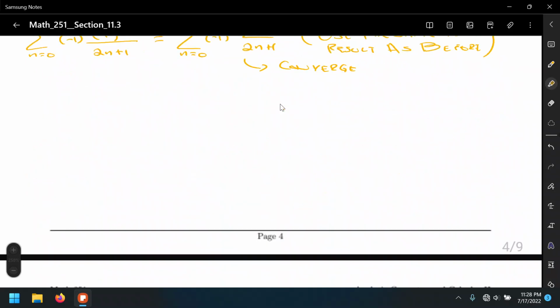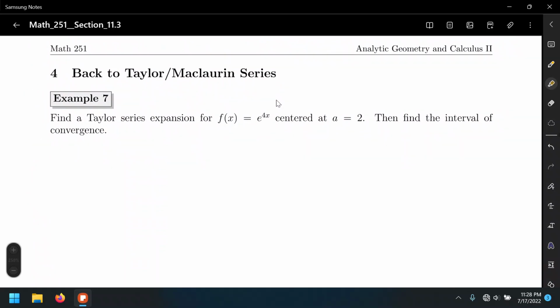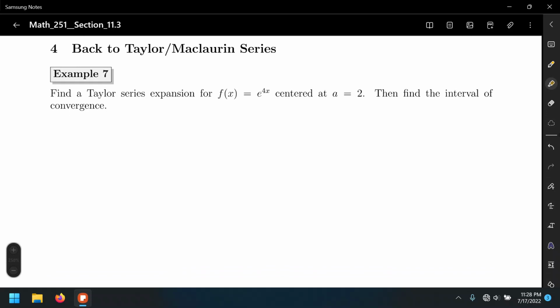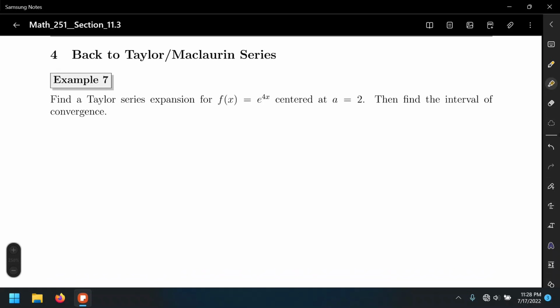All right, so let's look at another example. In this case we're going to go back to Taylor and Maclaurin series. It's going to be the same process as we did before, but in this case we're going to talk about this in terms of a series, as opposed to just a polynomial. So let's find the Taylor series expansion for f of x equals e to the 4x at a equals 2, and then find the interval of convergence.